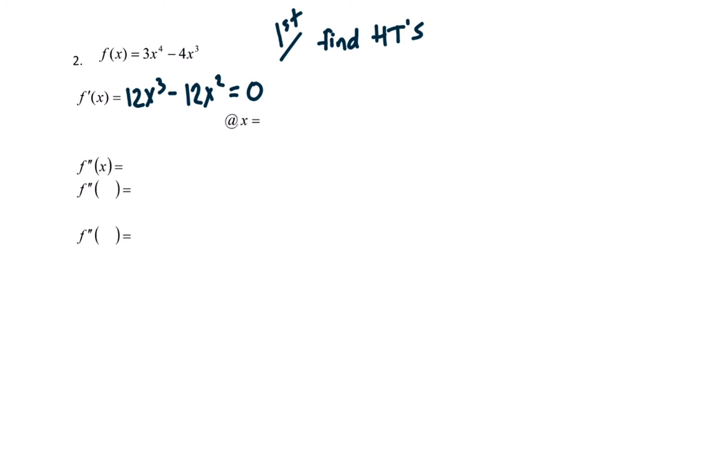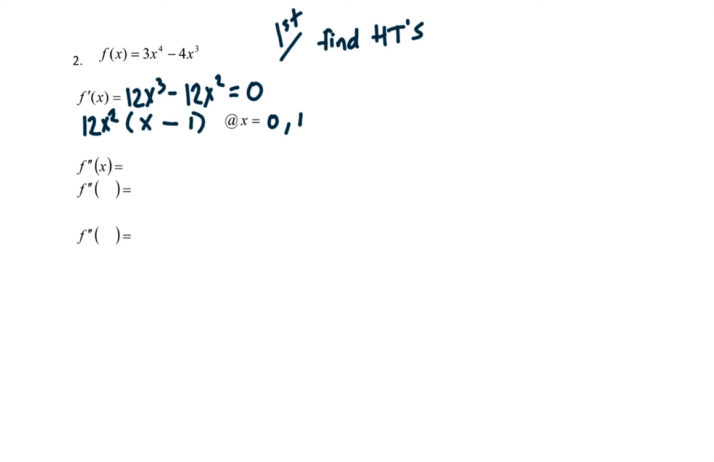I'm going to factor this. I'll get 12x squared times x minus 1, and this is equal to 0 at both 0 and 1. All right, now I'm not doing a sign chart to find my local maxes and local mins. I'm doing something weird. I'm taking a second derivative instead.